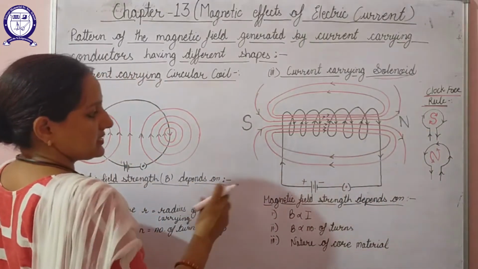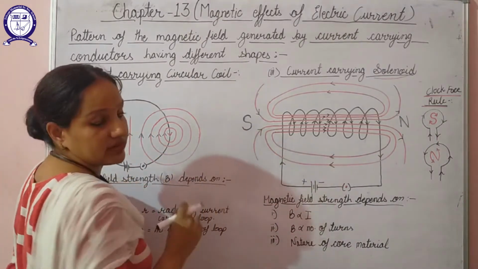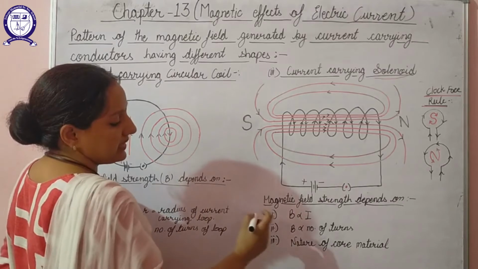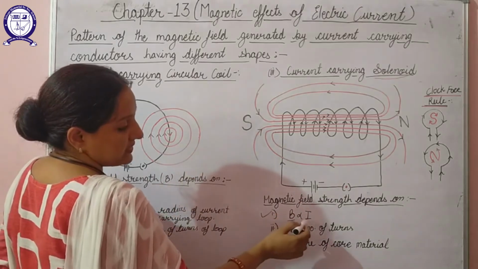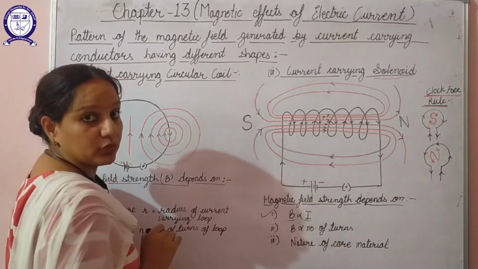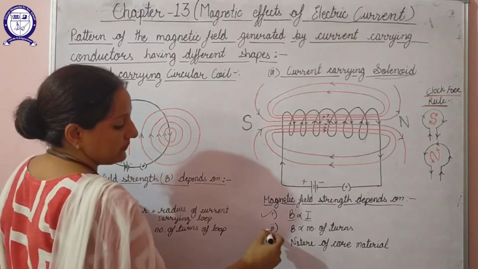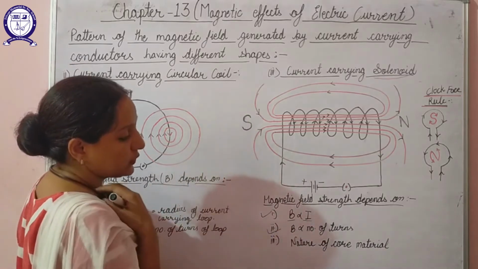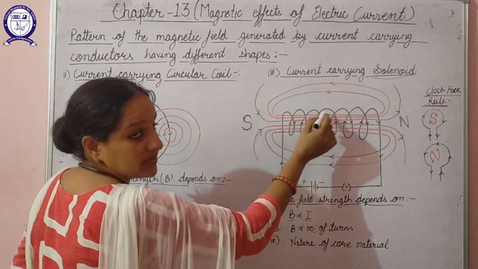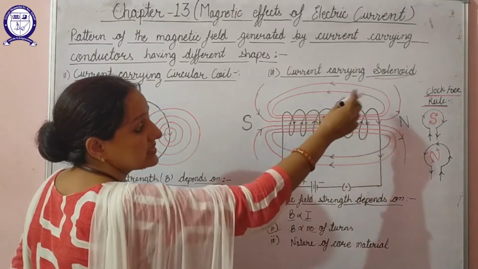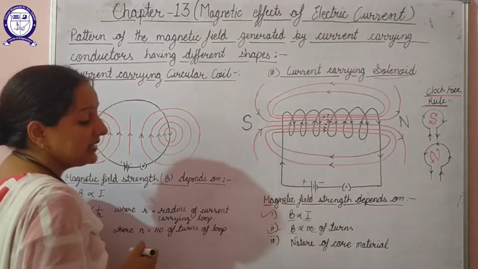Now next is the factors on which the magnetic field strength of a current carrying solenoid would depend. The very first factor is the current. The magnetic field strength here will be directly proportional to current. We already have studied that in the rest of the cases also. It will be directly proportional to the number of turns. That means the higher the number of turns, here a limited number of turns are there, if you increase these number of turns, obviously the magnetic field strength will increase.